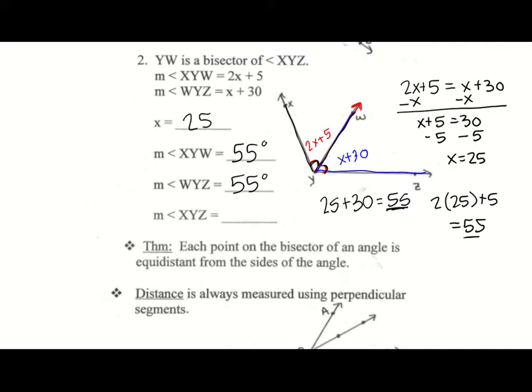Okay? Our last piece, XYZ, is my whole big angle. Well, if both of those are 55, I can add those together, 55 plus 55, and I get 110.